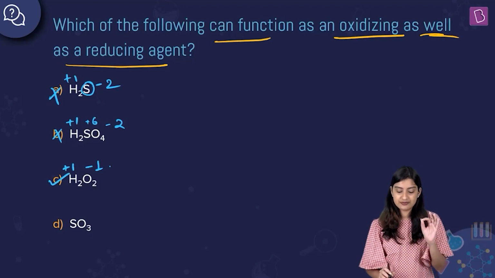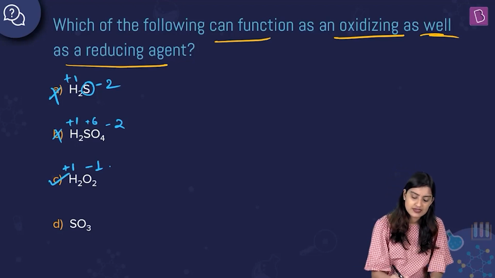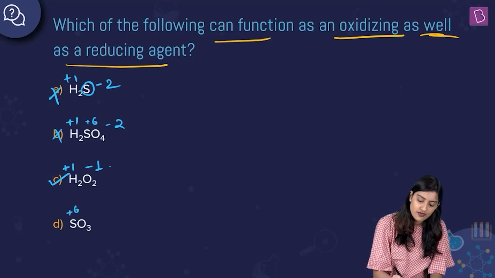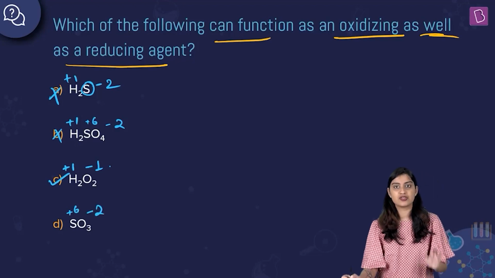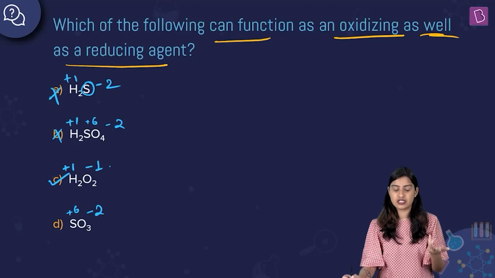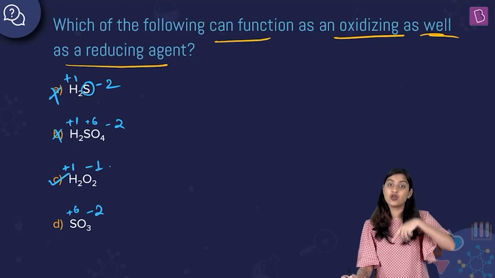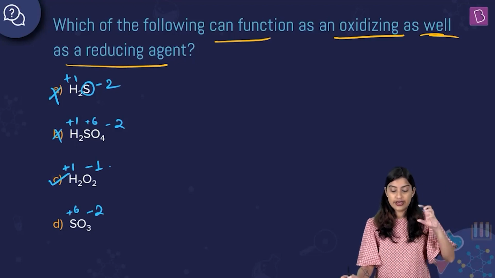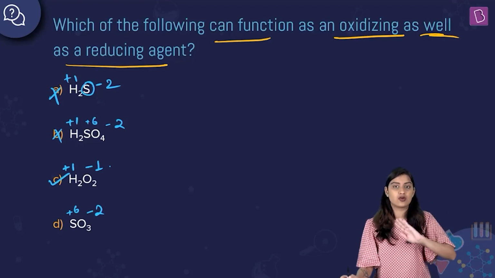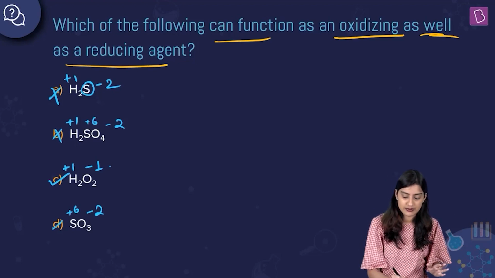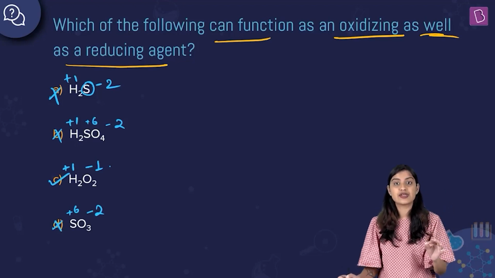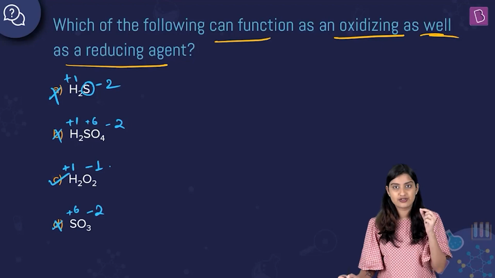Then you have SO3, in which case you have sulfur in the +6 form and oxygen in the -2 form. Sulfur is in the highest possible oxidation state, and oxygen is in the lowest possible oxidation state. So it's not possible for SO3 to act as both oxidizing and reducing agent. Hence, this can be discarded. So the correct answer to this question is going to be option C, hydrogen peroxide.